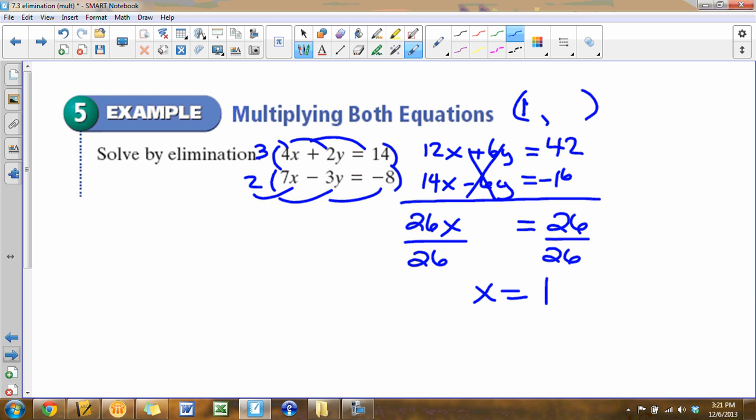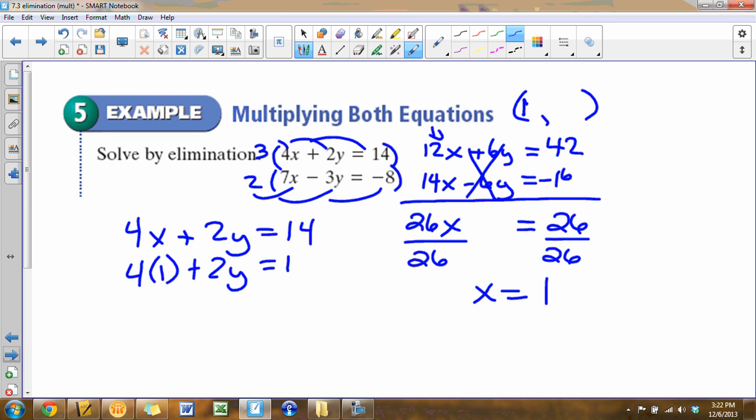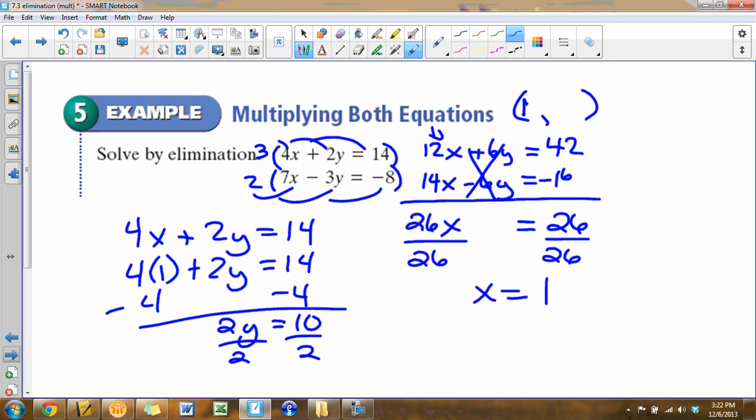And again, I'm going to go back, just like we did before, to my original equation. I don't really want to go back to these. I just think it's safer if you just go back. Just less messy and less things to mess up on. So put a 1 in here for x. Right, subtract 4 from both sides. 2y equals 10. Divide by 2, and y equals 5. And my solution is 1, 5.